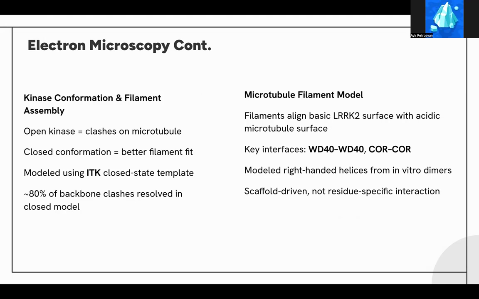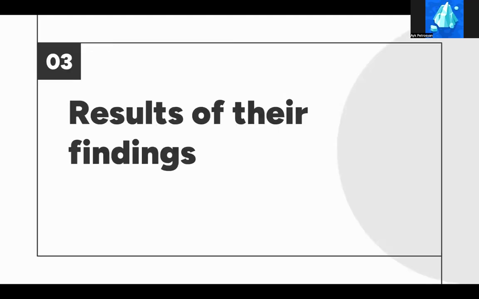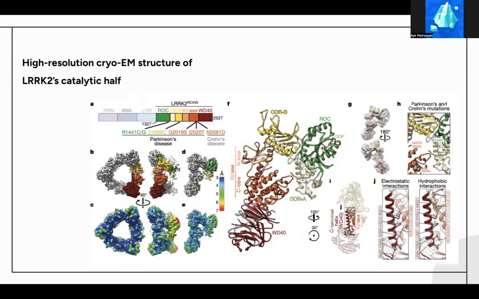These results were confirmed in cell-based assays in 293T cells. Treatment with GZD824 reduced LRRK2 filament formation, while MLI2 had the opposite effect. And so here are the results of their findings.